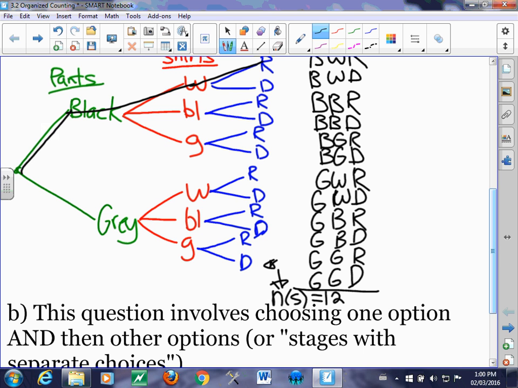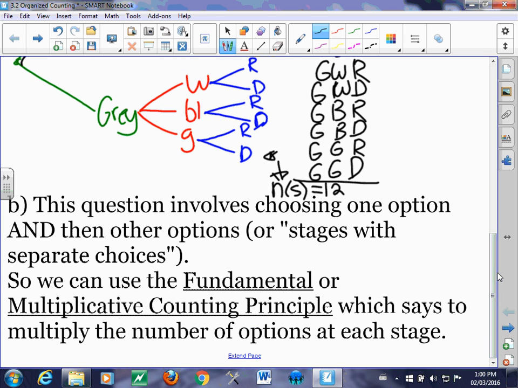All right. So it says here that this question involves choosing one option and other options or stages with separate choices. So it's the "and" principle we're looking at here. And so we use what's called the fundamental or the multiplicative counting principle. I believe I discussed this last lesson a little bit.